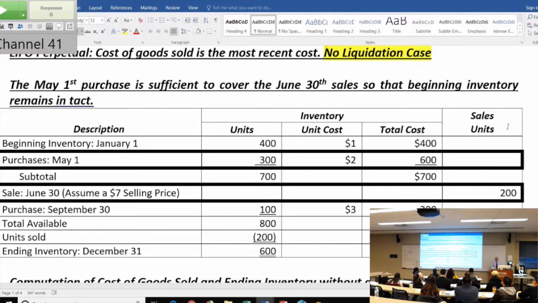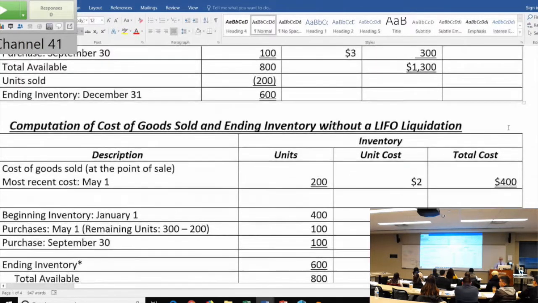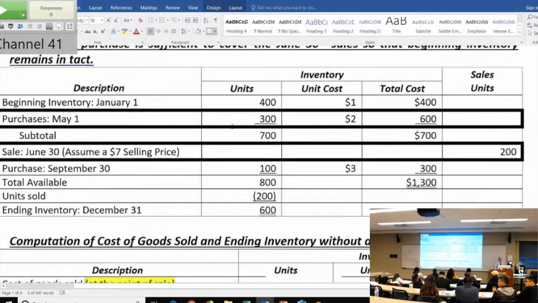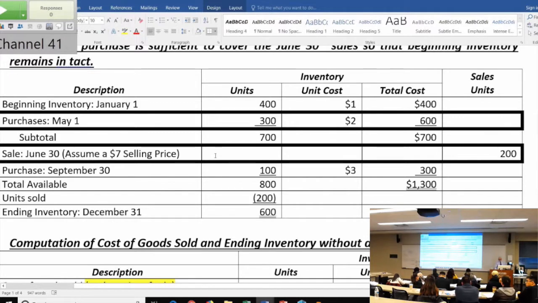Now, without the liquidation, let's calculate the cost of goods sold. If this is LIFO, the last goods in are the first ones that they're going to sell. This is perpetual, so we have to look at this at the point of sale. So to make sure we see this, this has to be at the point of sale if it's perpetual. So at the point of sale, when you sold these 200 units, the last goods in are going to be the May 1st purchase.